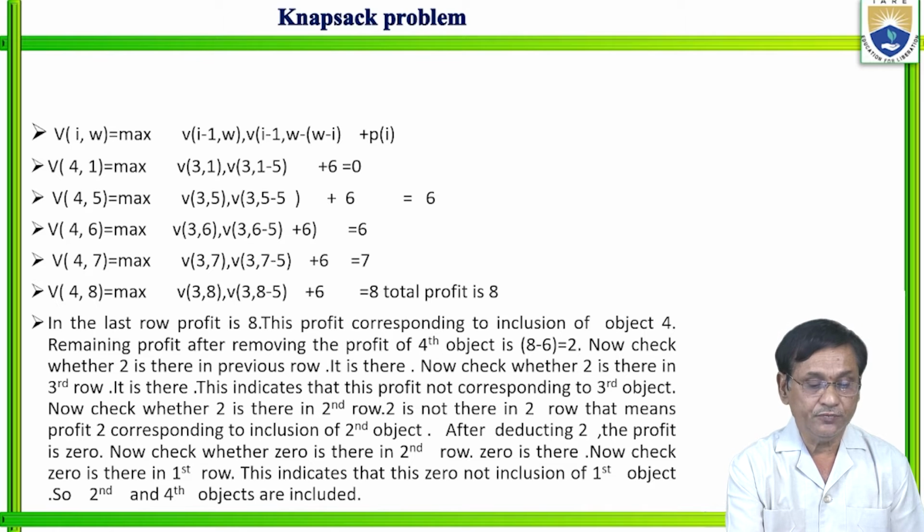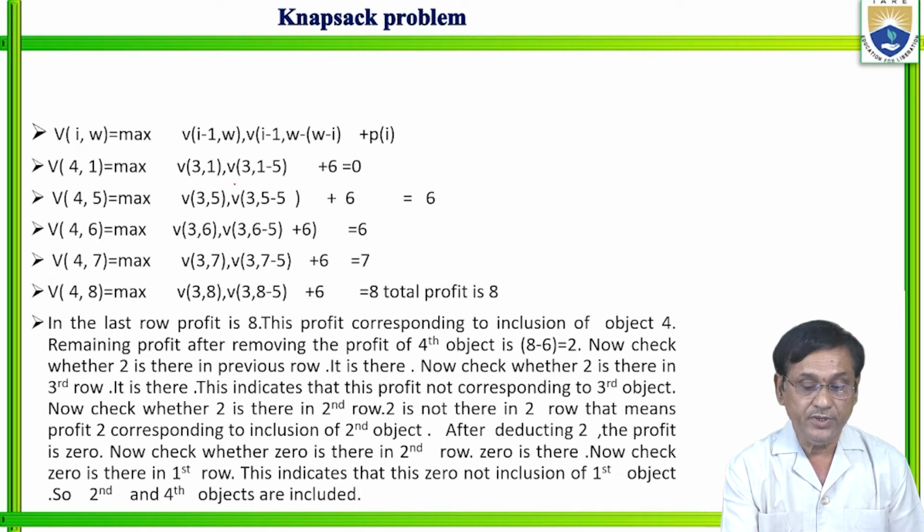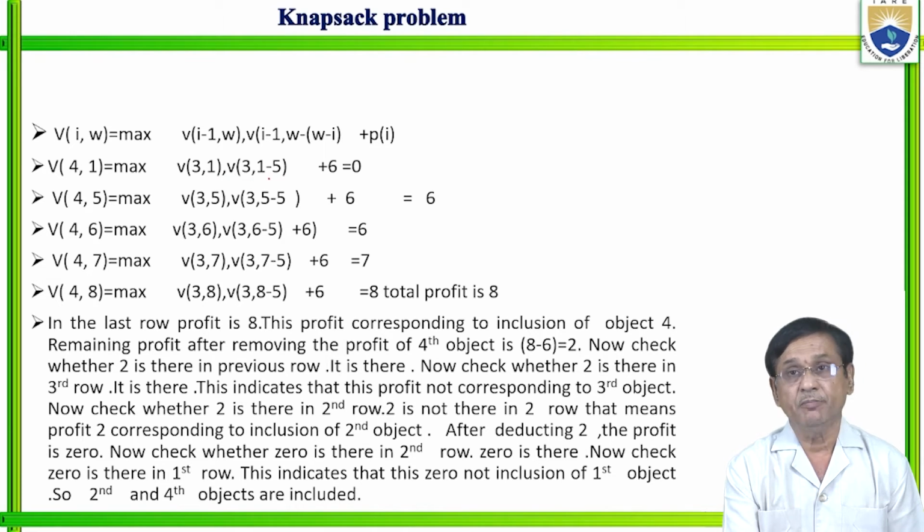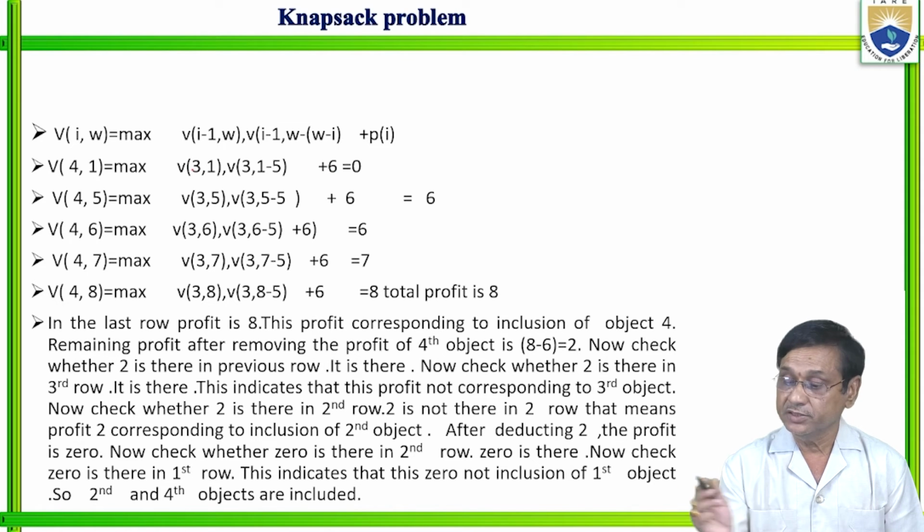Now suppose for 4 comma 1, that means if the fourth object is included, then we can calculate corresponding to the first column, that is V of 3 comma 1 minus 5, plus profit 6, is equal to 0. How is it 0? V of 3 comma 1 minus 5, 1 minus 5 is minus 4. So this is undefined. We cannot have negative values here, so this option can be eliminated. The corresponding first option is V of 3 comma 1.